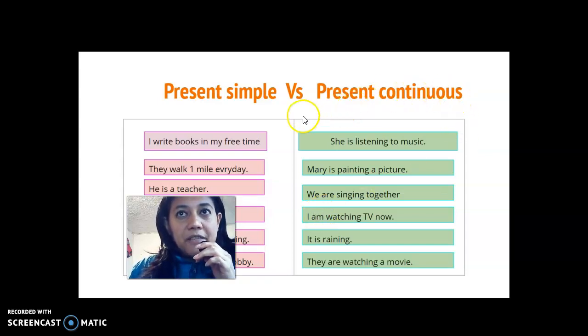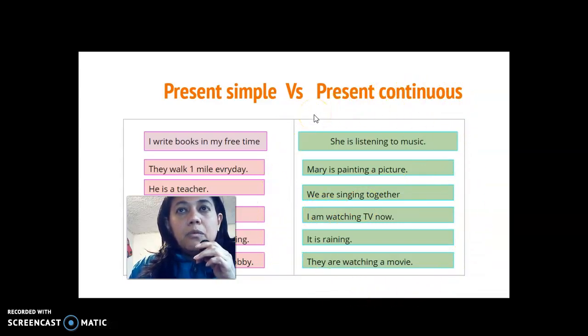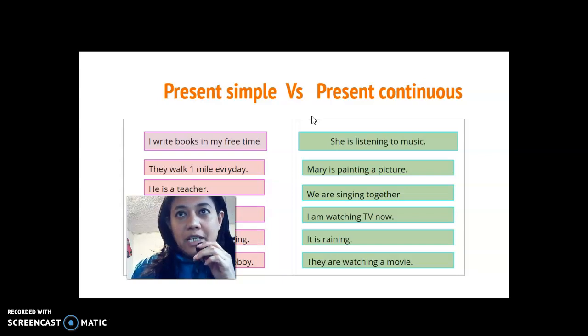Okay, observe especially this side of the slide. What do they have in common? Can you see any similarity among these sentences? Okay, that's good. I noticed that you are very clever, very intelligent. Here we have two similarities. All of the sentences are using the to be verb, and they have a verb which finishes with the ing particle.